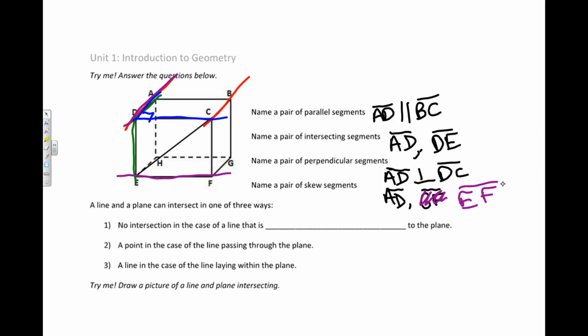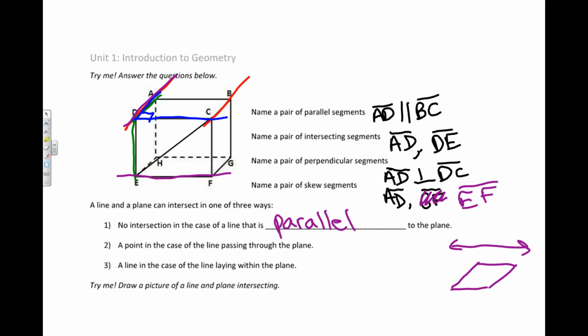Let's talk now about how lines and planes can intersect. Lines and planes can intersect in 3 ways. The first way, of course, is simply no intersection, in the case of a line that is parallel to the plane, okay? So that would look like if I have a plane and then my line is just floating up above my plane, okay?